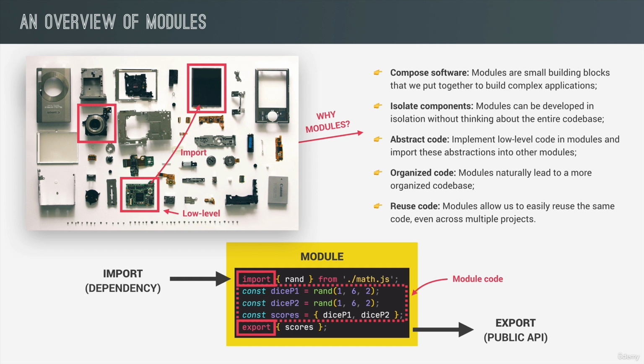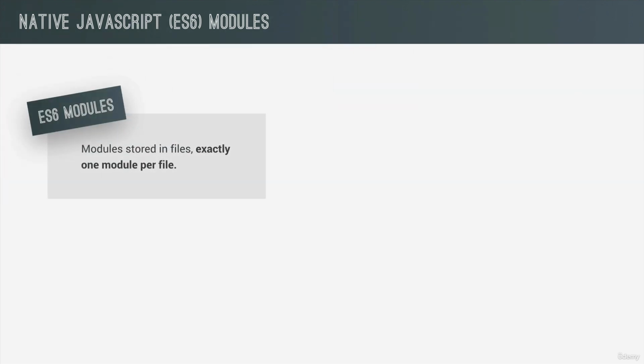Alright, so this is how modules work in software design in general. But now let's take a look at modules specifically in JavaScript. As of ES6, JavaScript has a native built-in module system. Now, we did have modules before ES6, but we had to implement them ourselves or use external libraries. So, ES6 modules are modules that are actually stored in files. And each file is one module, so there is exactly one module per file.